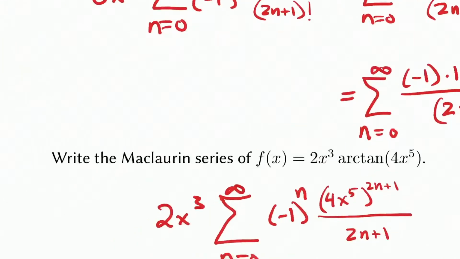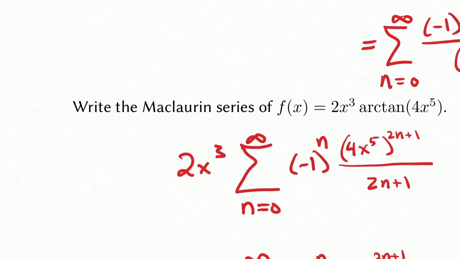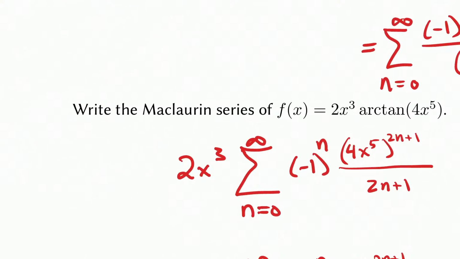Okay, for this one, we're using the arctangent. And so here, if you compare that chart, the 2x cubed, leave alone. And then the chart says you use -1 to the n times x to the 2n plus 1, but I don't have x here. I have 4x to the fifth. So just change that to 4x to the fifth to the 2n plus 1, divided by 2n plus 1. So far, so good. So then I wanted to get all of the x's by themselves.